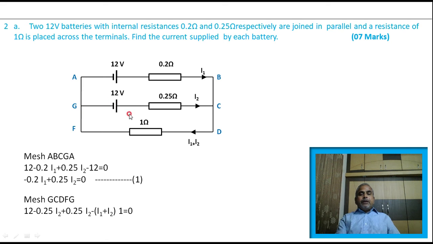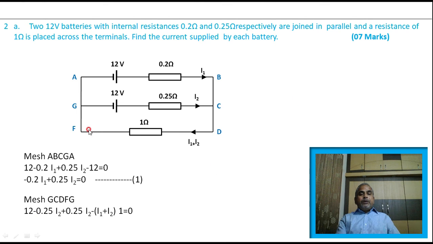First element we are getting here is the battery. You are moving from negative to positive, therefore rise in the potential. From negative to positive, rise in the voltage, therefore 12 volts. The drop across 0.25 ohm resistor is 0.25 into I2. You are moving from G to C, the current is also moving from G to C. Therefore, this drop is negative, that is minus 0.25 I2.